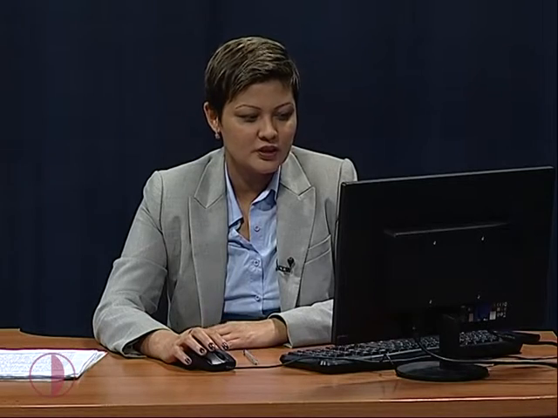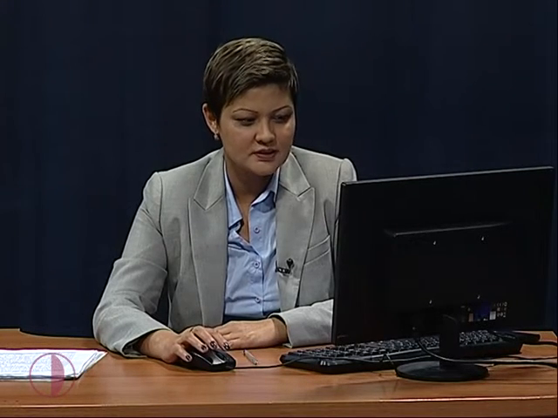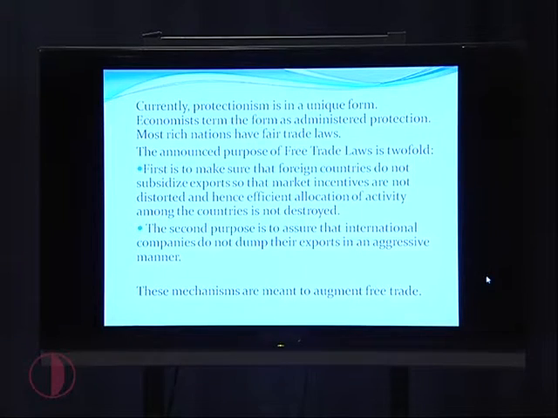Reciprocal trade agreements limit the protectionist measures in lieu of eliminating them fully. However, protectionism still exists and is heard when economic hardships or joblessness is aggravated by foreign competition. Currently, protectionism is a unique form. Economists term the form administrative protection.